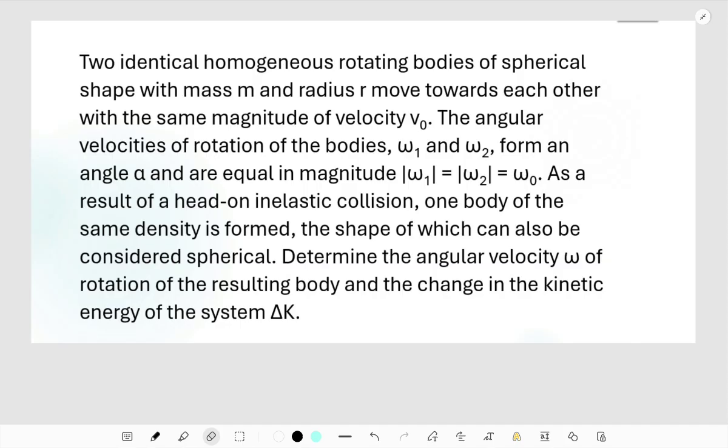The angular velocities of rotation of the bodies, omega 1 and omega 2, form an angle alpha, that means their angular velocities are at an angle alpha and are equal in magnitude. Both have equal magnitude omega naught. As a result of a head-on inelastic collision, one body of the same density is formed, the shape of which can also be considered spherical, right? So determine the angular velocity omega of the rotation of the resulting body and the change in kinetic energy of the system.